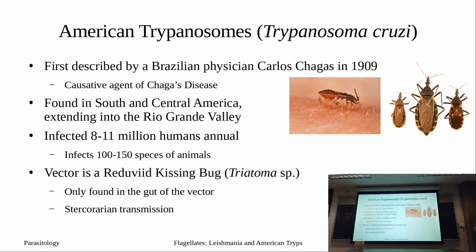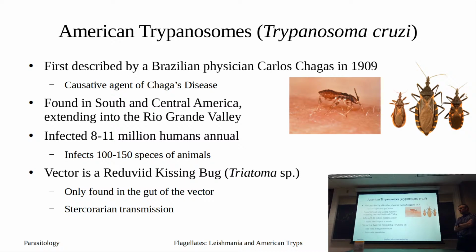The vector is a reduviid bug. It's also called a kissing bug. It infects species in the genus Trypanosoma. We only find Trypanosoma cruzi in the gut of this vector, not in the salivary gland. It's only in the gut. It's going to become infective while in the hind portion of the gut.